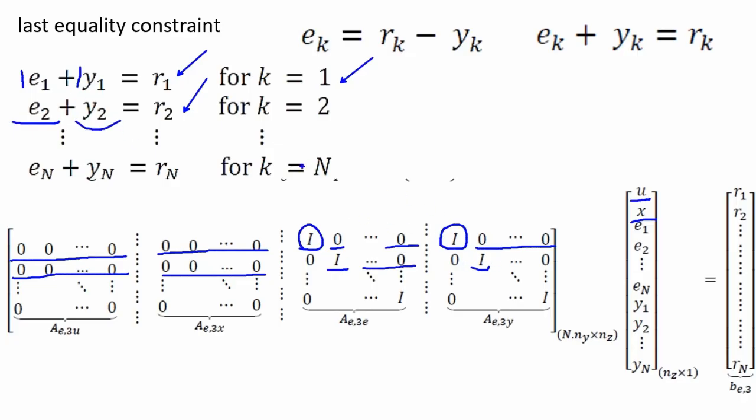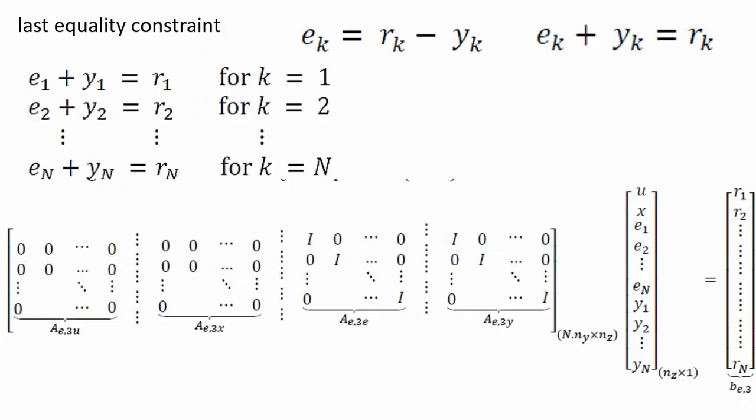Similarly, we go on filling in the remaining equations for this error equation. Let's look at the last one. For the last one, there are no u terms, no x terms, all zeros. And here there is only e of n, so it will be 0, e1, 0, e2, however n is I. And also for y there is only y of n, no y1, no y2, but there is y of n. Thus we have finished the left-hand part of all of these equations.